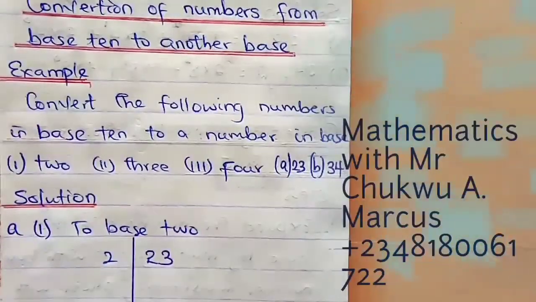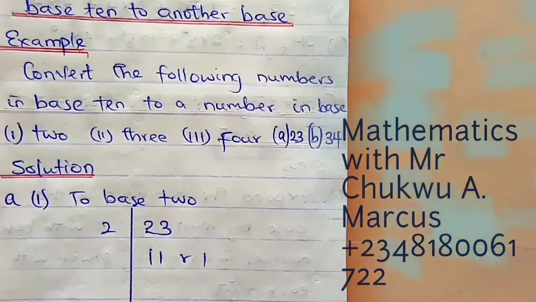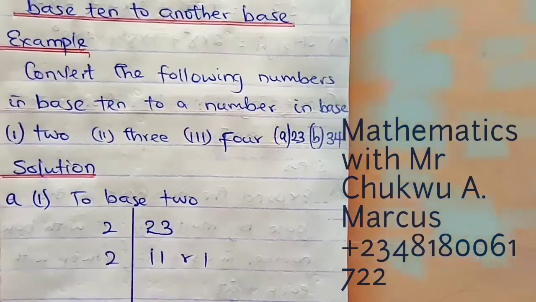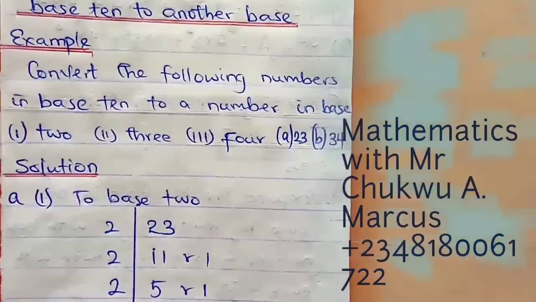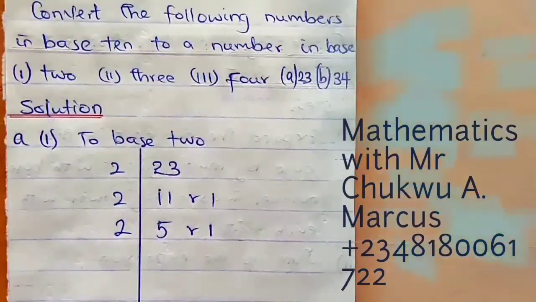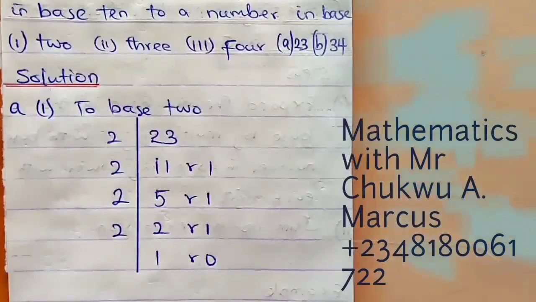2 divide 23 will give us 11 remainder 1. We use 2 again because we should use it repeatedly. 2 divide 11 will give us 5 remainder 1. We use 2 again because we should repeatedly use the number base to divide. 2 divide 5 will give us 2 remainder 1. We use 2 again, the final 2.